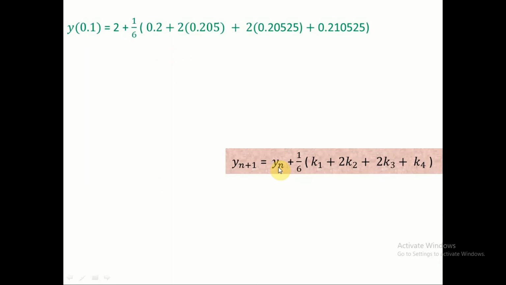Now substituting the values of y n, k1, k2, k3 and k4, we get the value of y of 0.1. So y of 0.1 is 2.20517. Now let us find the value of y of 0.2. We got y of 0.1 equal to 2.20517 in the last step. We will use this to find y of 0.2.